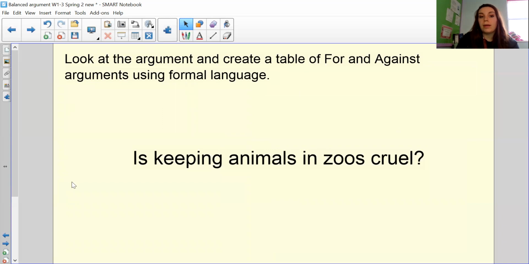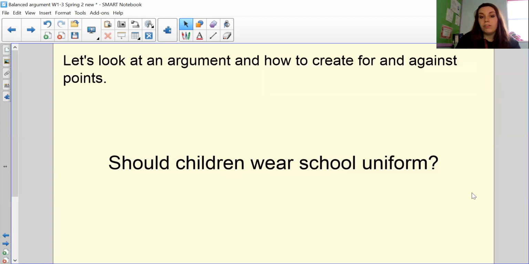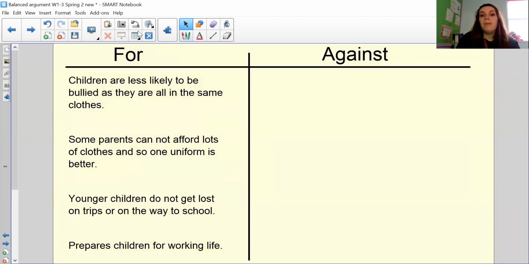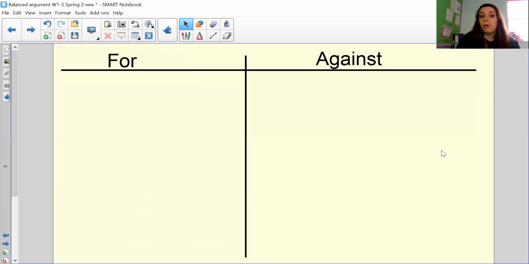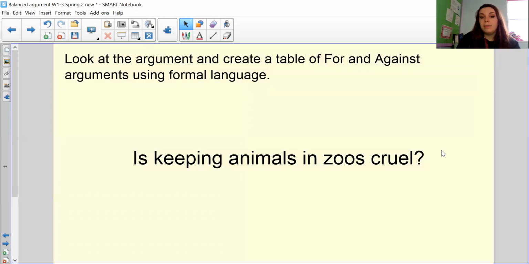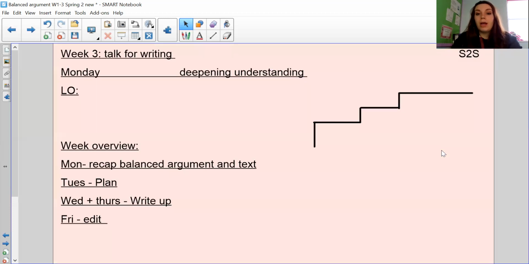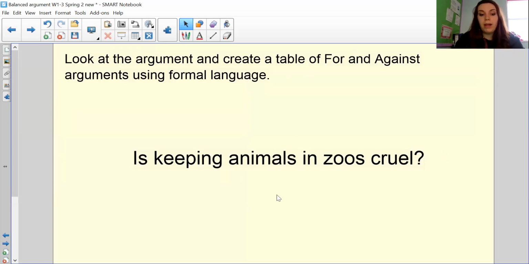And you will now have a look at, is keeping animals in zoos cruel? So cruel just means like mean or horrible to keep animals in zoos. So just like I did, you are going to do your own research, and then you're going to find your for and against. So you need to draw a for and against table and look at, is keeping animals in zoos cruel? This is on the Teams assignment. So if you don't have Teams, you need to draw it. If not, it's on there. And to give you an idea of how I would search this up, I'm going to share my screen with you and show you how I would research this topic.